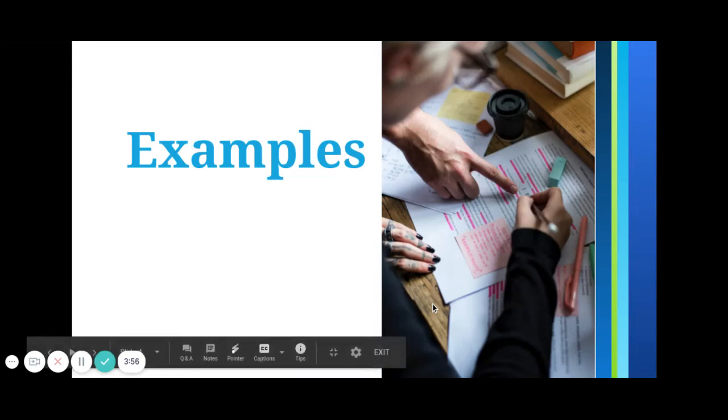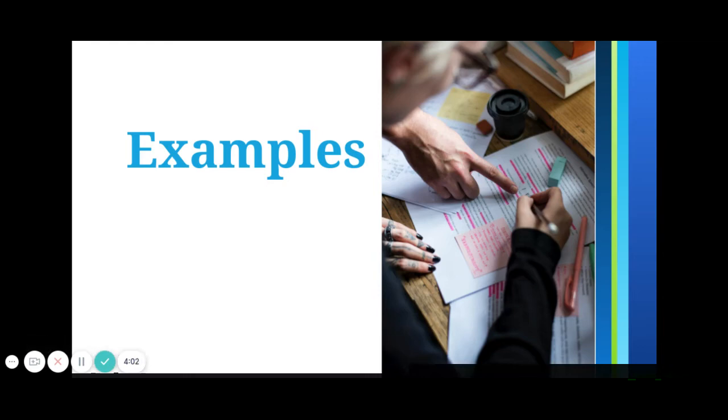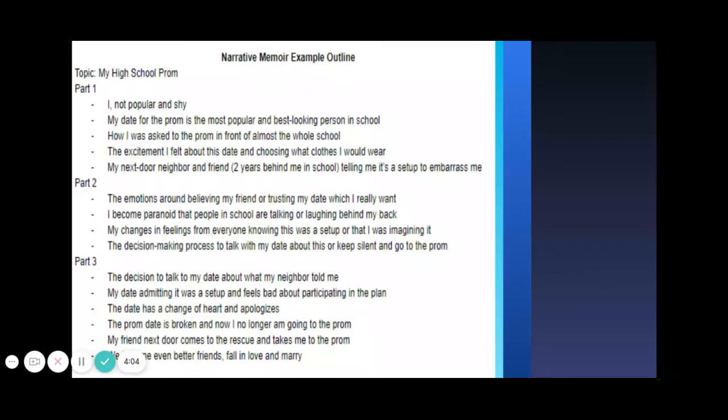So if we were to take a look at some examples of how we would reorganize a story if we were to focus on those 2 structures.